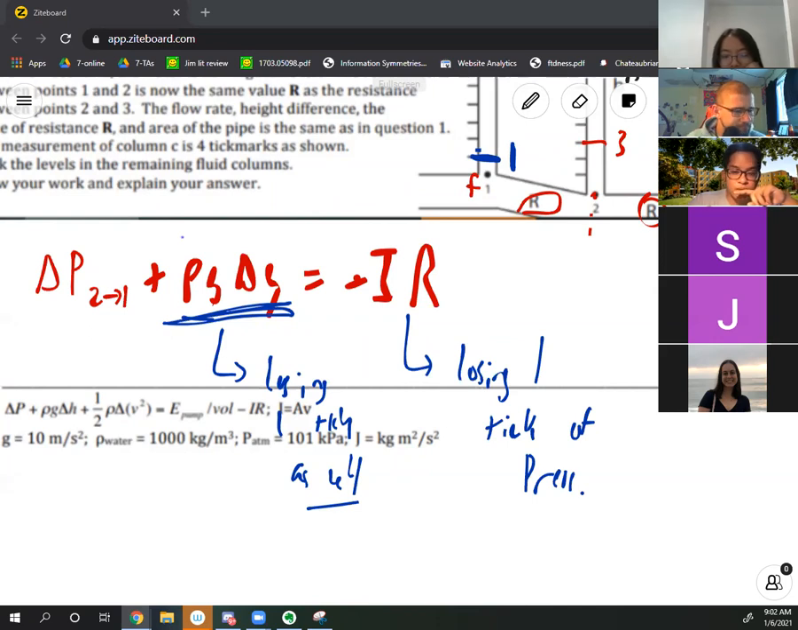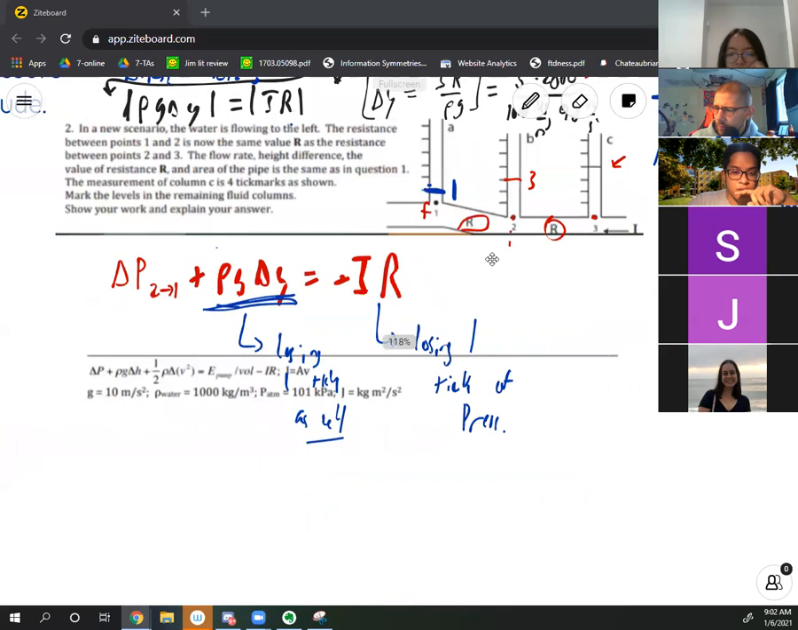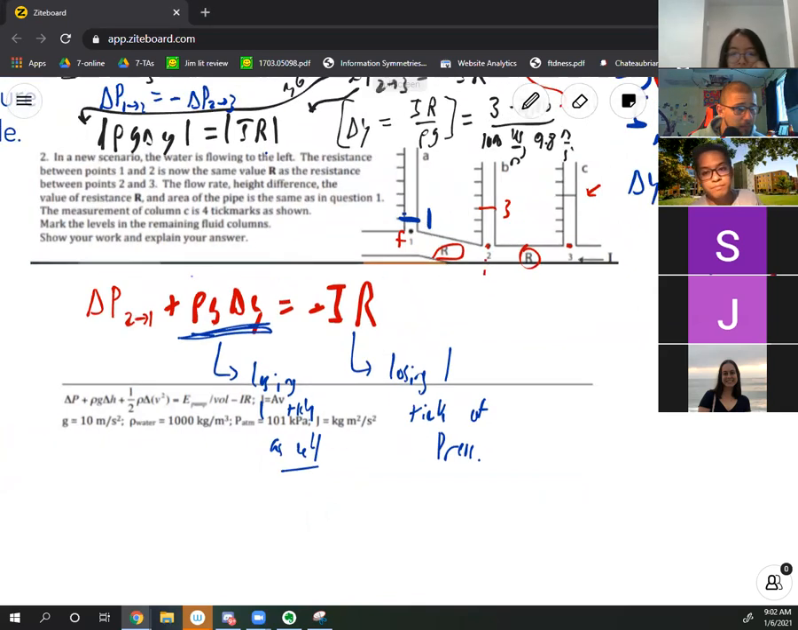Yeah, go for it. So as a general thing that we did for the last one, we lose a tick from going from 2 to 1. Now that we have resistance, we lose a tick to resistance and we lose a tick to height, right? That's right. Yep. Okay, thank you.